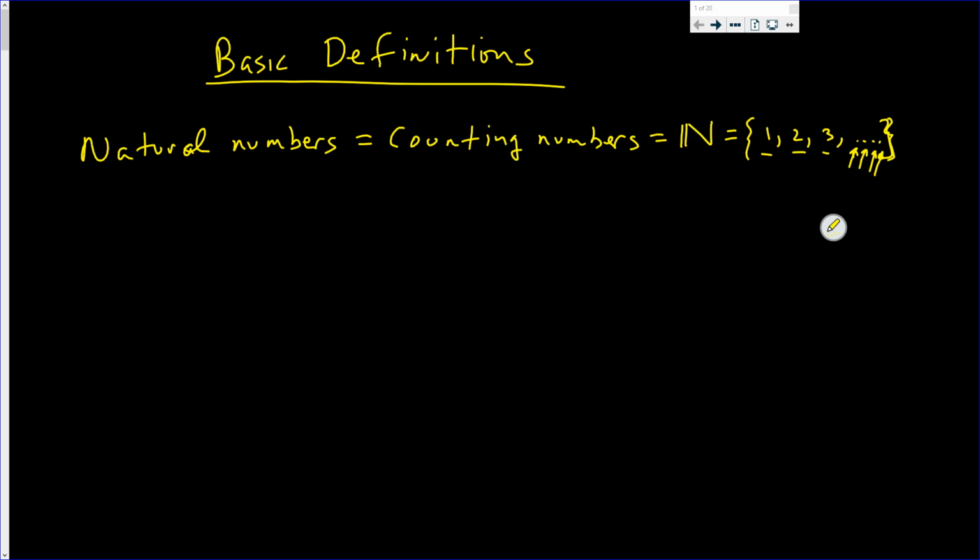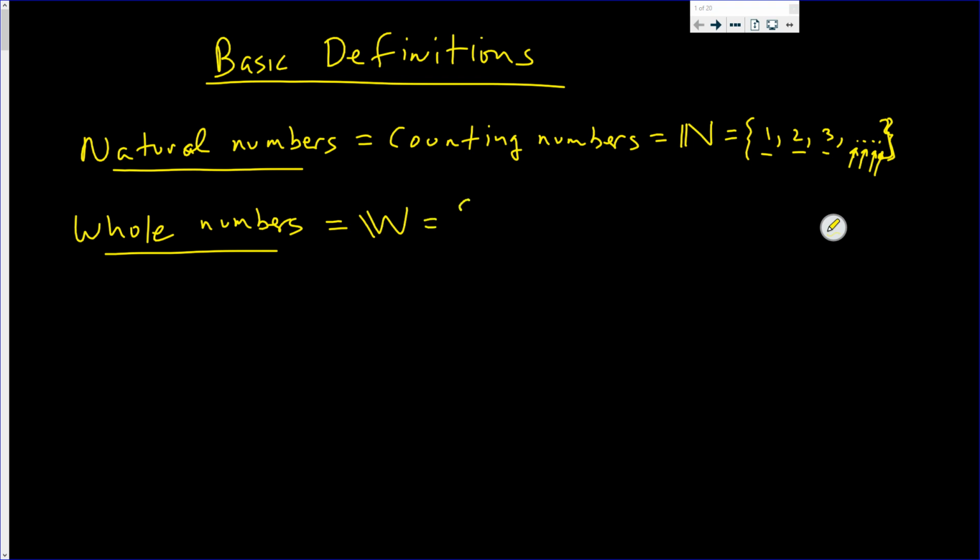The next set that we're going to talk about will be the whole numbers. The whole numbers are represented by boldface W. We put another line there to signify that it's boldfaced. And the whole numbers contain each and every natural number, 1, 2, 3, 4, forever and ever, and the digit 0, the number 0.